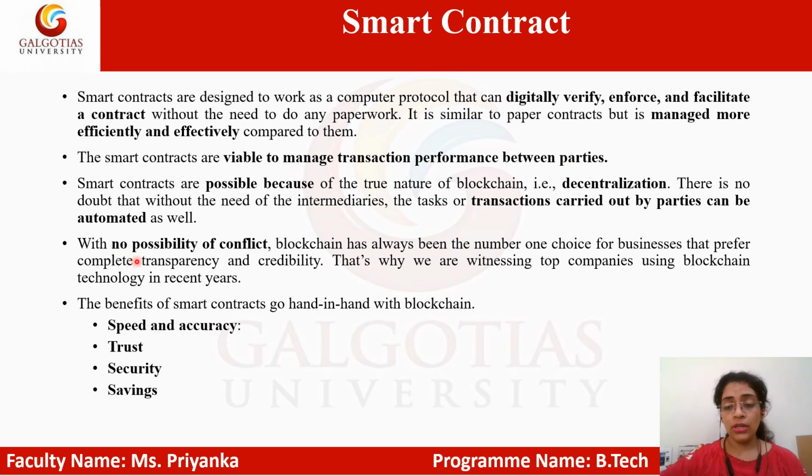Right, and another important point about smart contract is that there is no possibility of any conflict. There cannot be any conflict which can occur because the code is there, which will work automatically, and everyone has to follow that. Okay, so for businesses, transparency and credibility, smart contract is being used. Now, if we talk about the benefits of smart contracts, speed and accuracy, trust, security, saving, these are the benefits of using blockchain, in smart contract and blockchain.